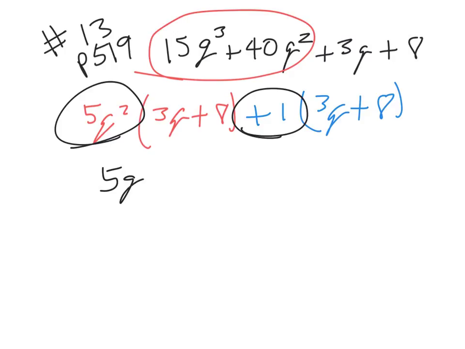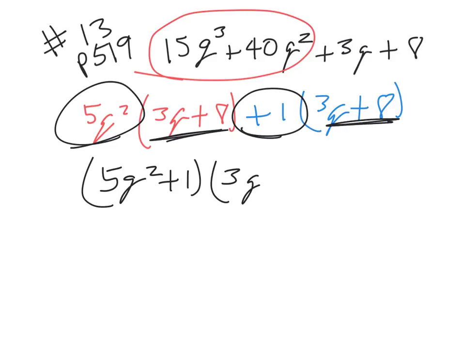They become the front parentheses, 5q squared plus 1. And the back parentheses become this because it's the same set, 3q plus 8. They have to be identical for that to be the case. There we go. That's number 13, by the way. Fully factored. Got to make sure, though. One more step. I almost forgot.